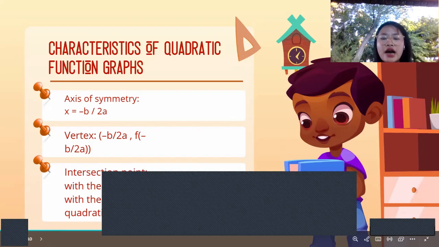Finally, the graph has intercepts. The y-intercept is at (0, c), while the x-intercepts are the roots of the quadratic equation.